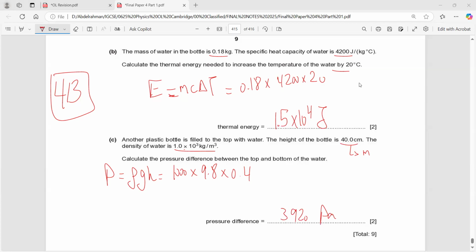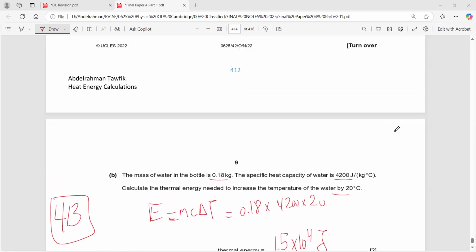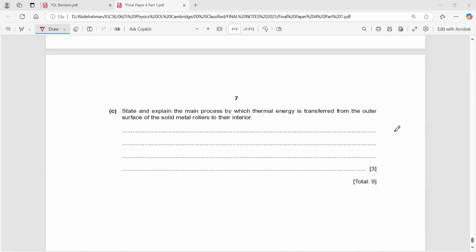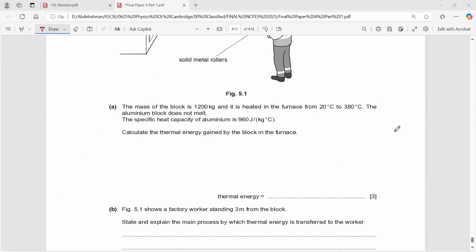Can you all see the screen, guys? If you can't see the screen, try to refresh or something. Okay. Previous question C and here B, so we can solve it from here.